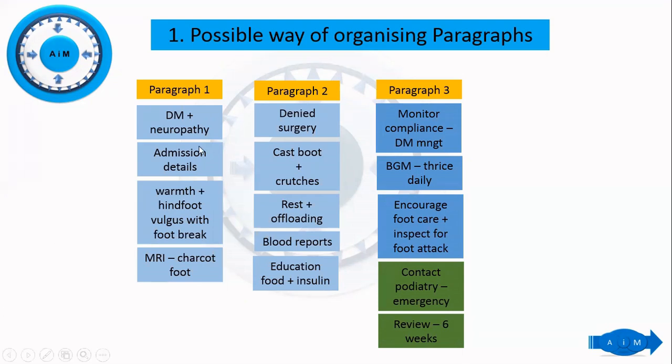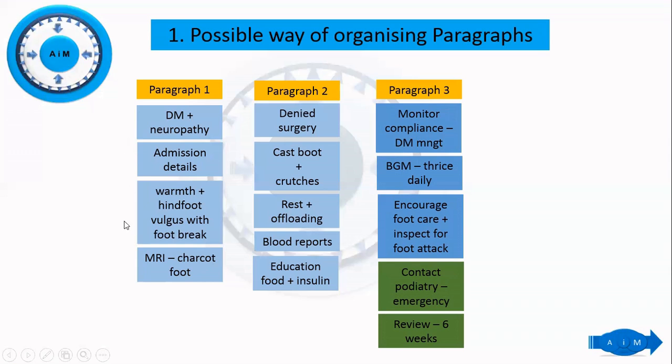So you can choose whichever way you want and whichever organization you would like. But just make sure that there is a flow and proper connection between the paragraphs. So here we started with paragraph 1, in that we have started with DM and neuropathy, and then we have admission details. In the sense, this is the medical background, then we go for the hospitalization details, that is admission details, then what we found in the assessment, then finally what is the diagnosis.